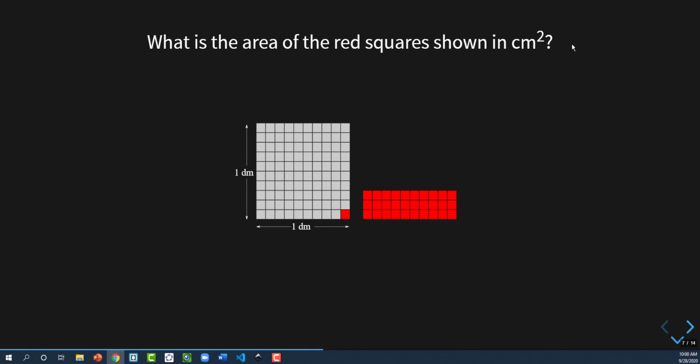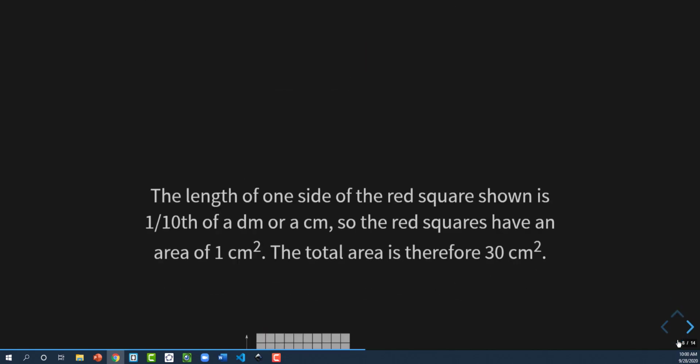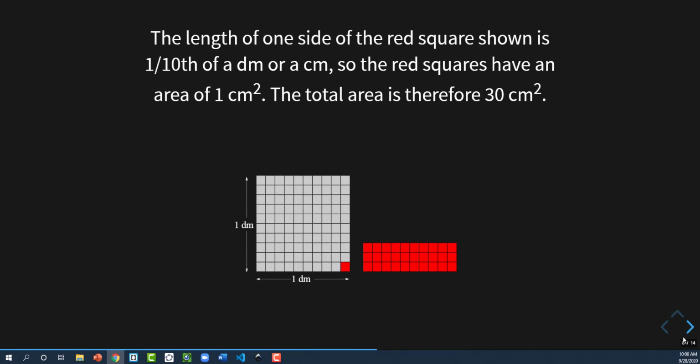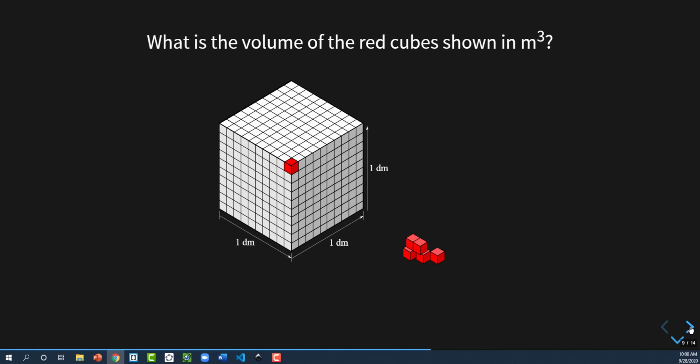The next one here, back to something perhaps a little bit trivial. It just says what is the area in centimeter squares. Well, you can see those are centimeter squares as before. And just count them. There's 3 by 10. There's 30 of them. So the answer must be 30 centimeter squares. Okay, now the next couple are a little harder.